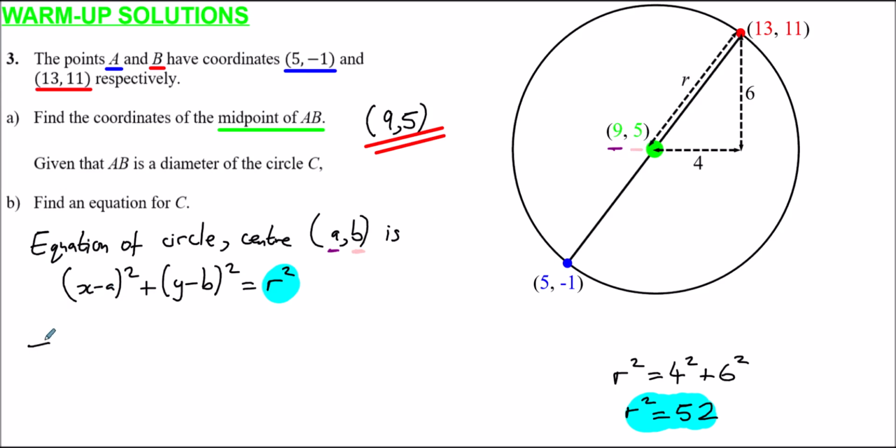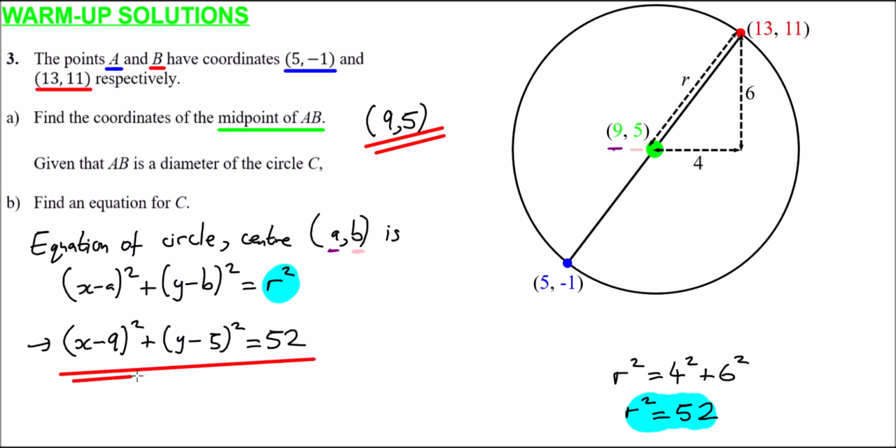So filling these in, subbing 9 for a, 5 for b, and 52 for r squared, the equation of this particular circle is x minus 9 squared plus y minus 5 squared equals 52. Because the centre is at 9 and 5, we just switch the signs: 9 becomes minus 9 in the bracket, 5 becomes minus 5. And that's r squared, which is 52.